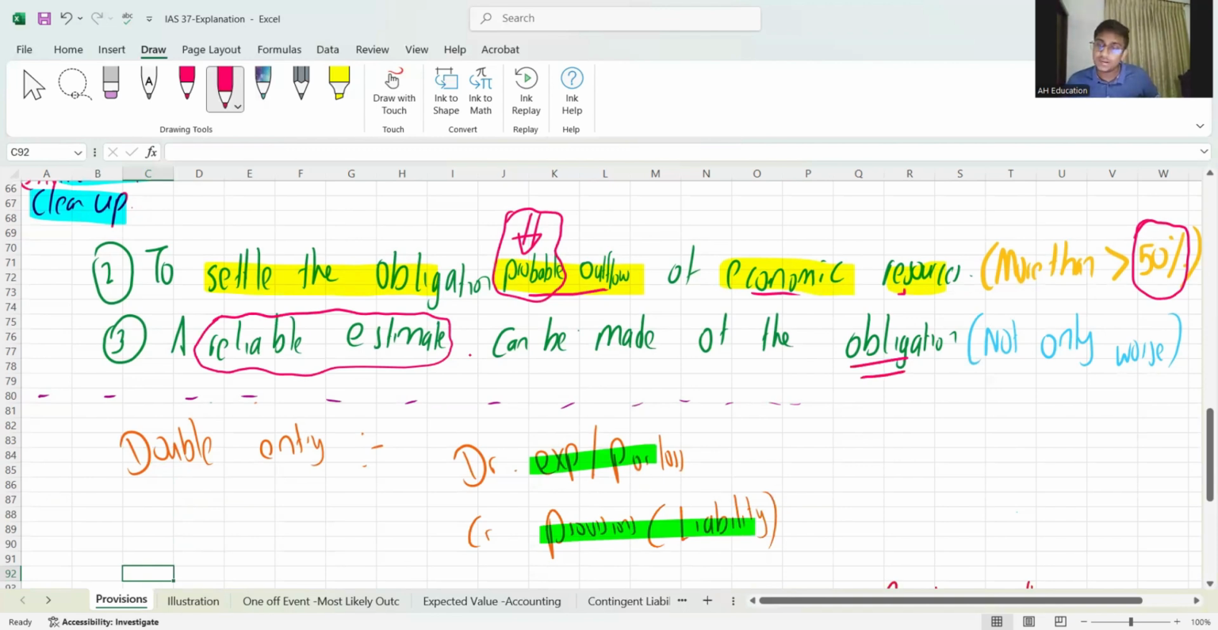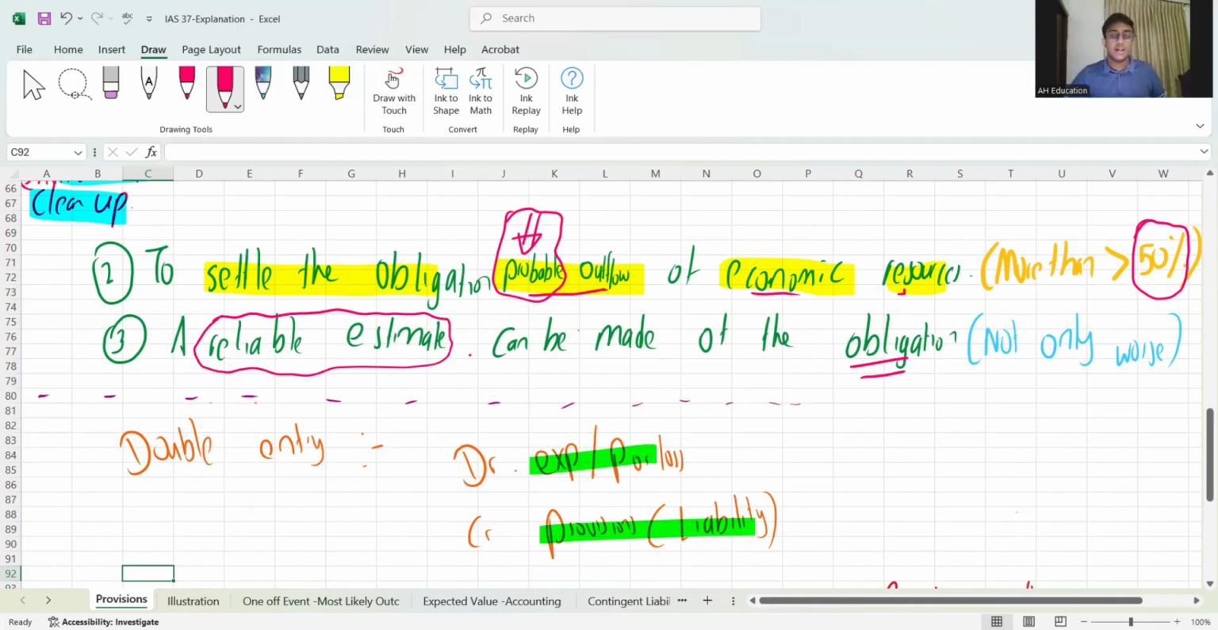What do I mean by this? At the year end, I need to report a liability in terms of provision. How much do I go and throw? Is it 100? Is it 1000? Is it 100,000? That measurement of value needs to be reliably estimated.